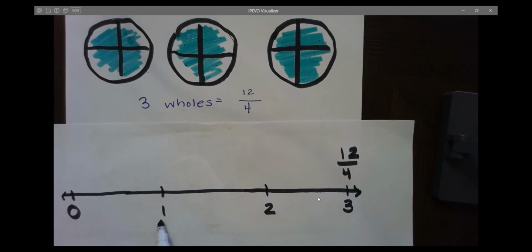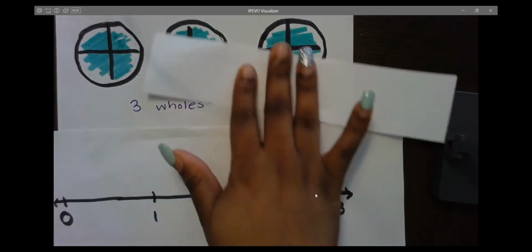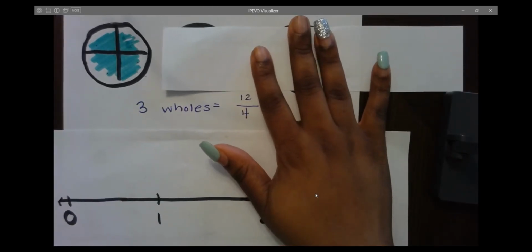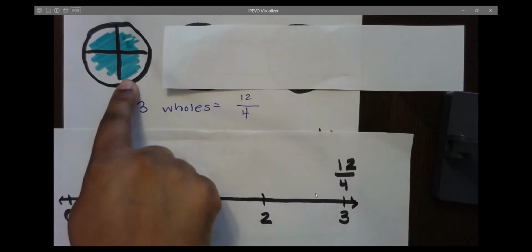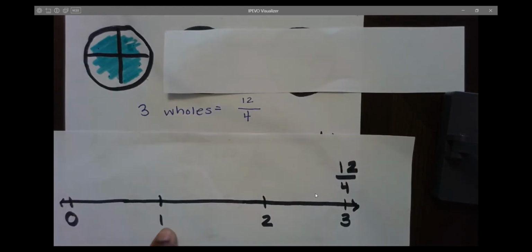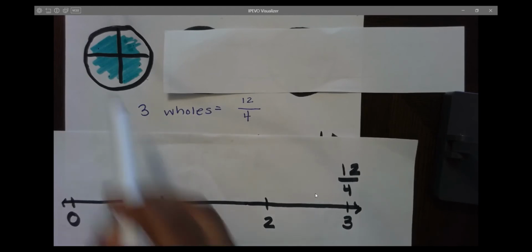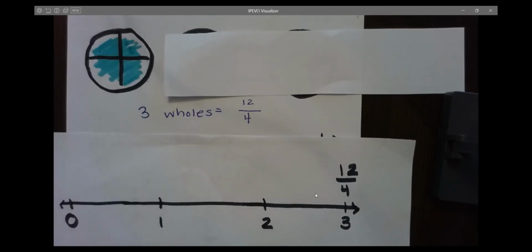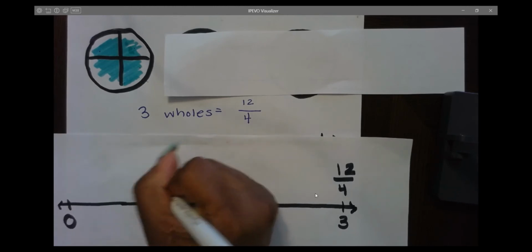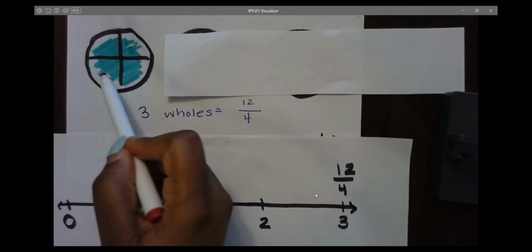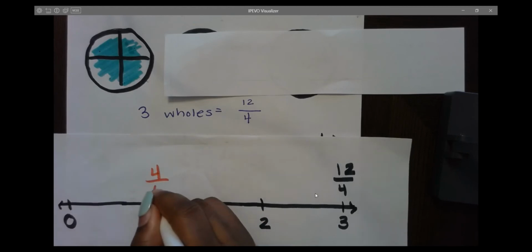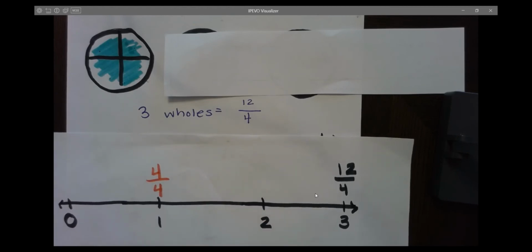But how many is 1 whole? Go back to your picture and see if you can figure out how many is 1 whole. What's the fraction for 1 whole? If we take off these 2 and we only have 1 whole, what would be the fraction for 1 whole? Well, we have 1, 2, 3, 4 pieces colored. So we can put 4 as our numerator. And we have 1, 2, 3, 4 pieces total. So we can put 4 as our denominator.